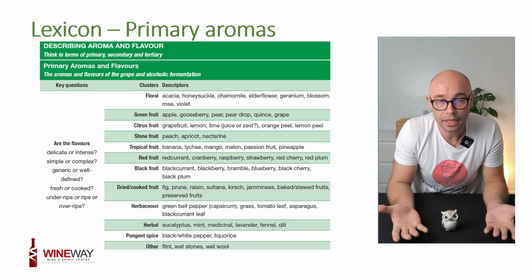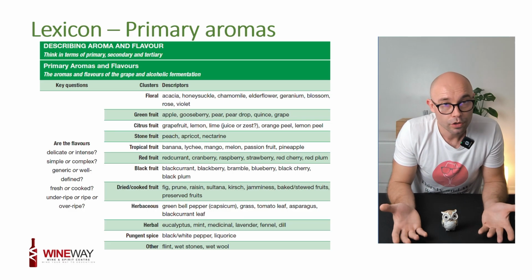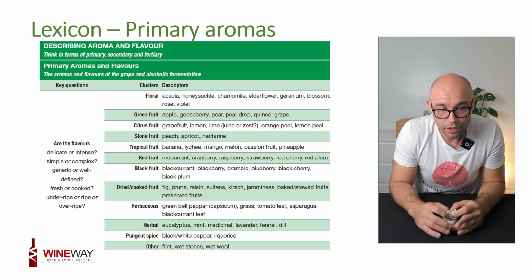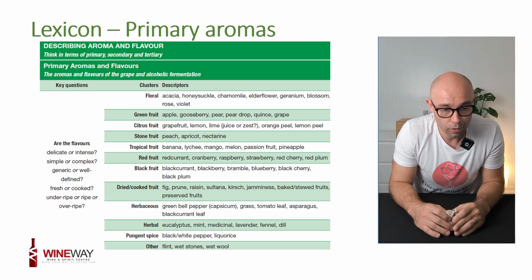So fig can indicate a white wine or a red wine, a prune is for red wines, raisin can be also for a red and white wine, sultana, kirsch, jamines. You can use all of this for red and white wines, the whole category.